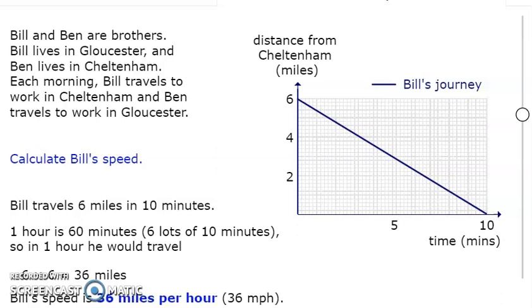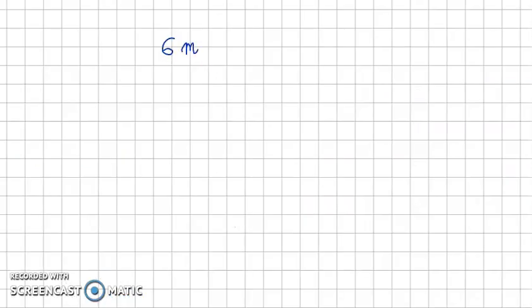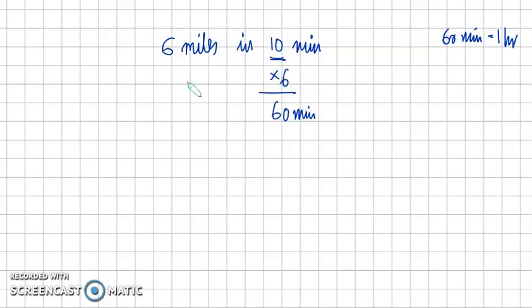I hope so far everything is clear. 6 miles in 10 minutes. So how many miles in 1 hour? Now 60 minutes is 1 hour. So you multiply this 10 by 6, you get 60 minutes. Similarly, multiply this 6 by 6, because you have multiplied here by 6. This side also you have to multiply by 6, so that gives you 36 miles.